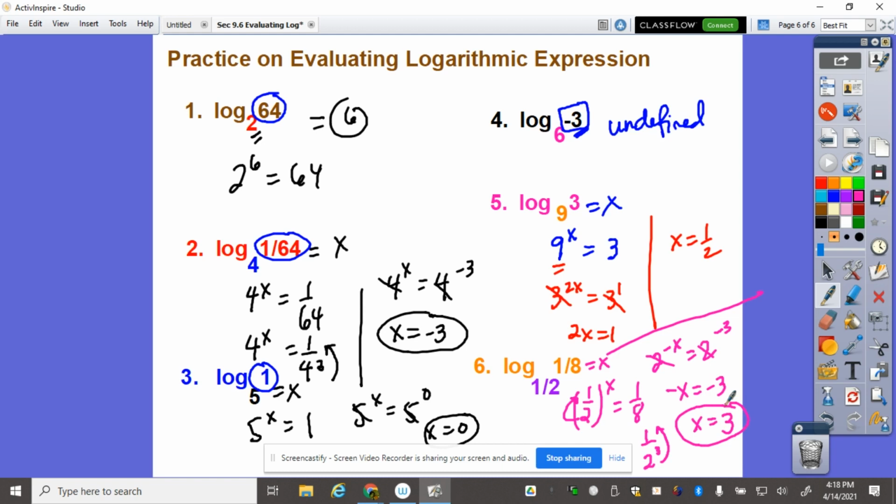Kaboom. And that's how you evaluate logarithmic expressions.